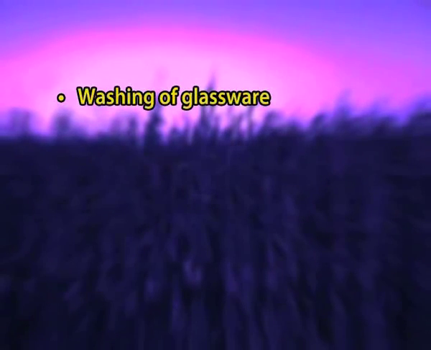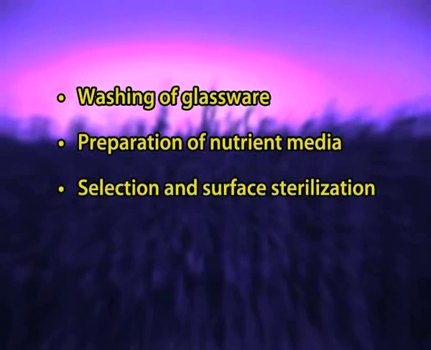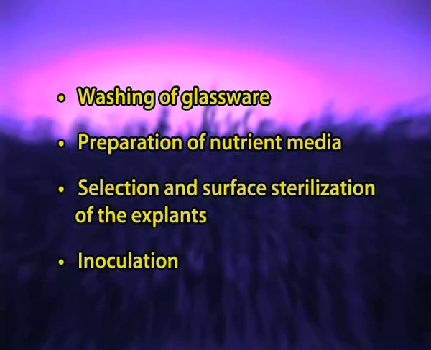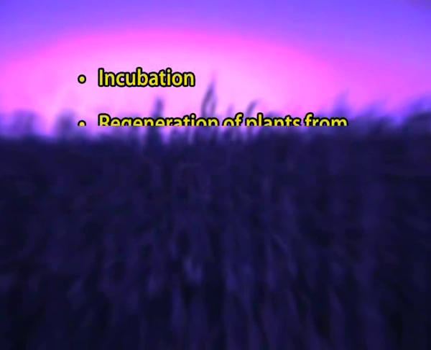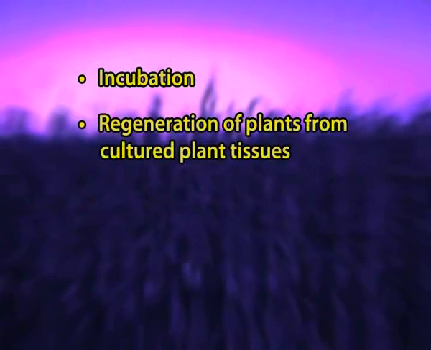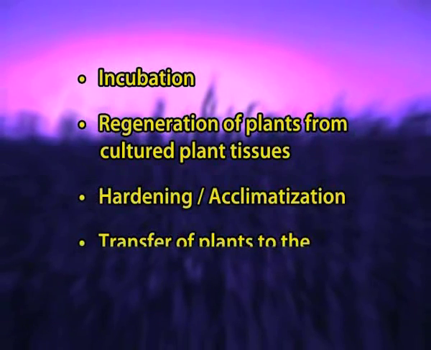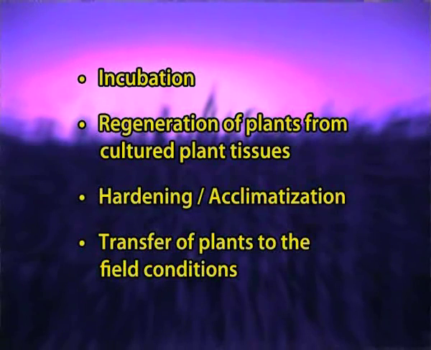In this lecture, following steps of plant tissue culture will be discussed: washing of glassware, preparation of nutrient media, selection and surface sterilization of the explants, inoculation, incubation, regeneration of plants from cultured plant tissues, hardening or acclimatization, and transfer of plants to the field conditions.